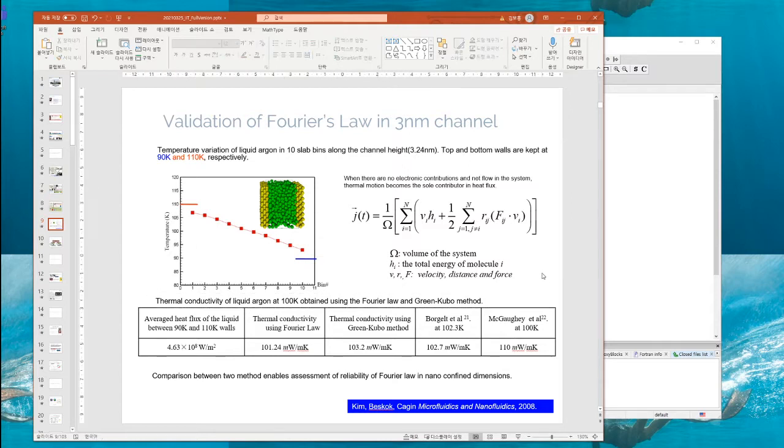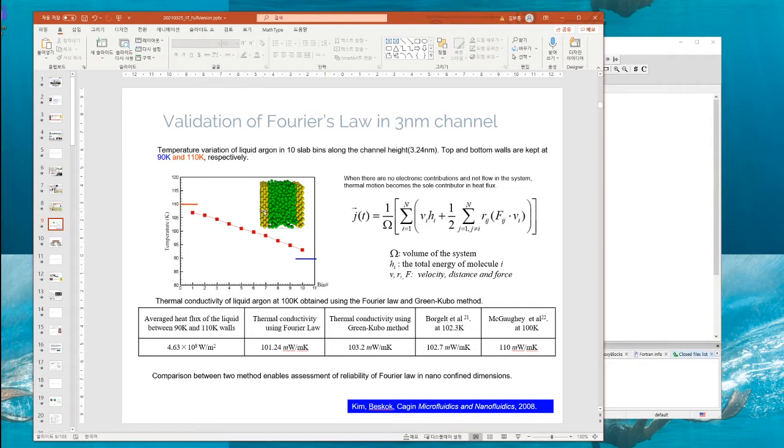Fourier's law is working very well at the continuum scale, but people are questioning if Fourier's law can still be valid in a 3 nanometer channel. An argon molecule's diameter is about 0.3 nanometers, so a 3 nanometer channel means that only about 10 molecules can fit across the channel, right? At such a small scale, where the molecules are visible, is Fourier's law still going to be valid? That was my question, and it was one of the first papers that I published with Dr. Beskok and Taiyou Chun in 2008.